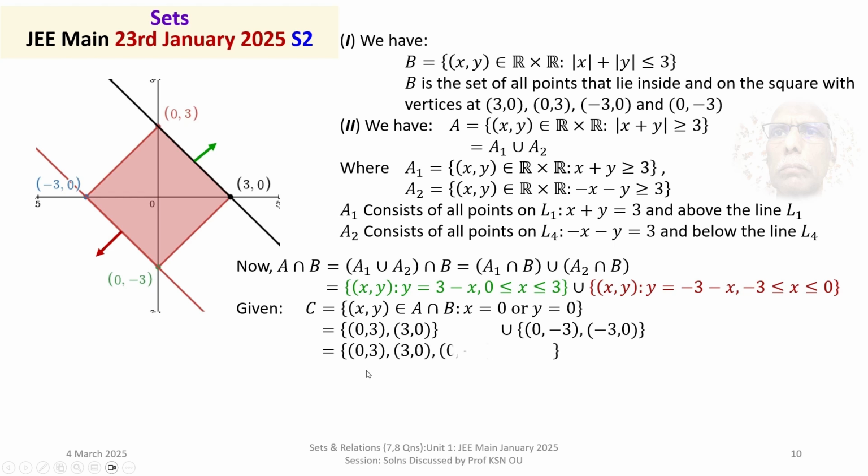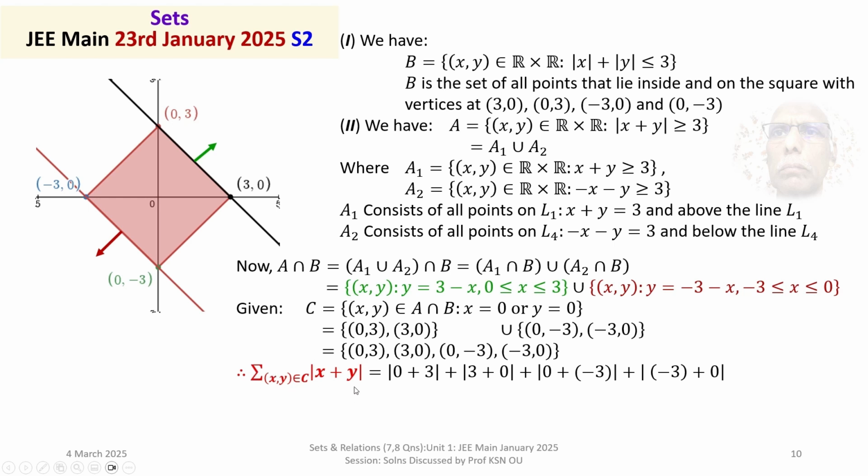And C is the set of all those ordered pairs 0 comma 3, 3 comma 0, 0 comma minus 3, minus 3 comma 0. So, now you have to find sigma mod of x plus y, where the sigma runs on those ordered pairs x comma y which belong to C. That is mod of 0 plus 3 plus mod of 3 plus 0 plus mod of 0 plus minus 3 plus mod of minus 3 plus 0. That is 3 plus 3 plus 3 plus 3, 4 times, that is 12.